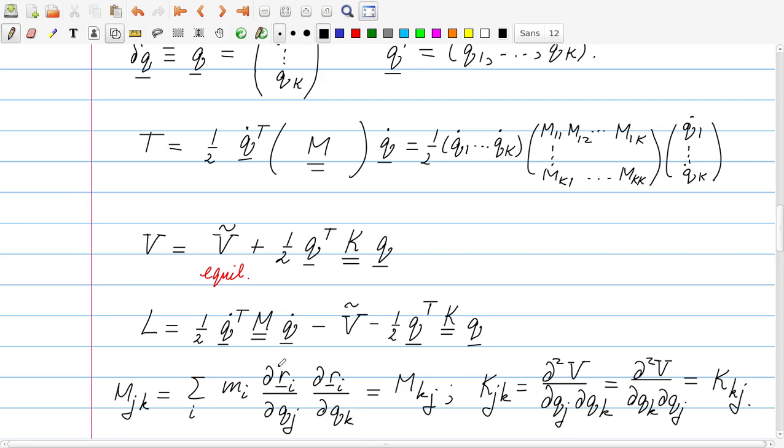And you can see that when I swap these two terms, adjust the product, you have the same result, and therefore M_jk is equal to M_kj. In other words, M is a symmetric matrix.